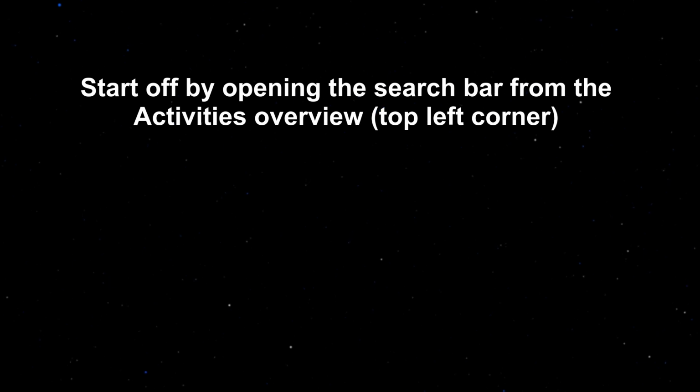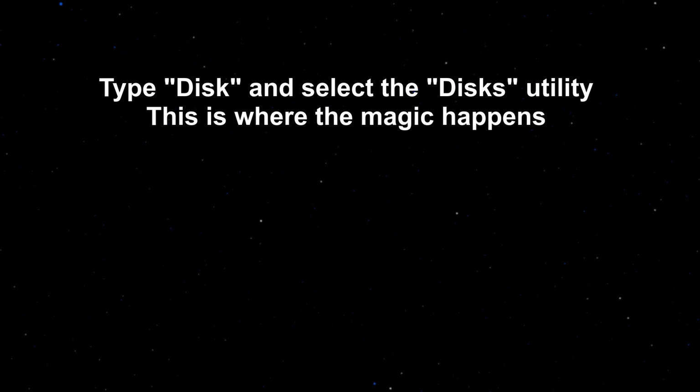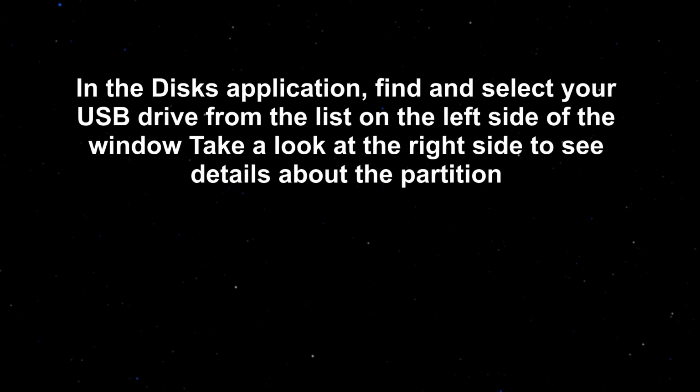Start off by opening the search bar from the Activities overview in the top left corner. Type disk and select the Disks utility. This is where the magic happens. In the Disks application, find and select your USB drive from the list on the left side of the window. Take a look at the right side to see details about the partition.